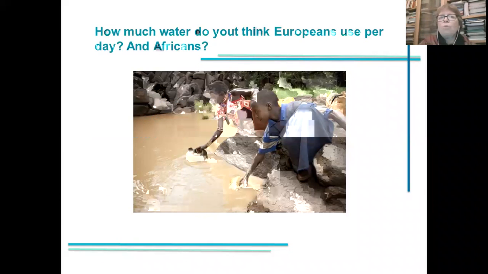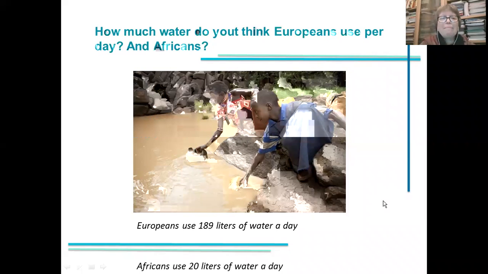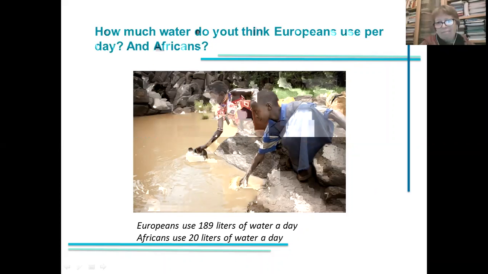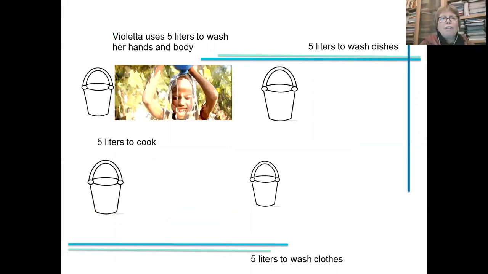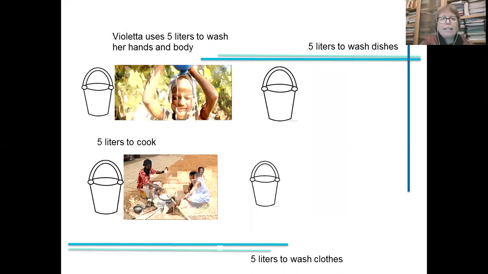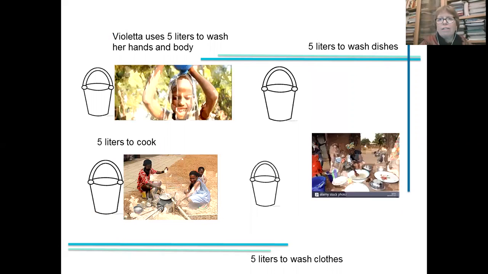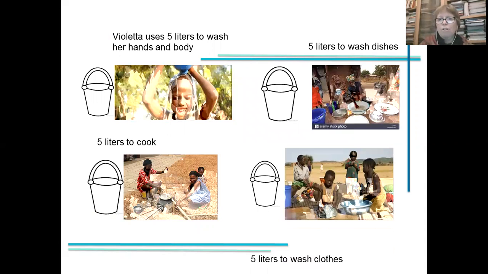And how much water do you think Europeans use per day? And how much Africans? And it was very funny to see the answer from the students. This is the average of liters of water that Europeans use every day, and Africans. So children were shocked. And so Violetta uses 5 liters to wash her hands and body, 5 liters to cook, 5 liters to wash dishes, and 5 liters to wash clothes.